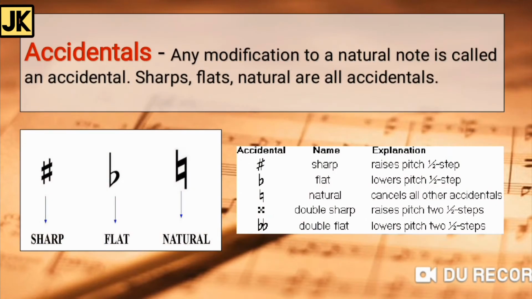The natural notes are the 7 basic notes from A to G, represented by the white keys on the piano. Any modification to a natural note is called an accidental. A sharp raises the pitch by one half step. A flat lowers the pitch by one half step. A natural cancels all the other accidentals. A double sharp raises the pitch by two half steps. A double flat lowers the pitch by two half steps. Take a look at these signs.